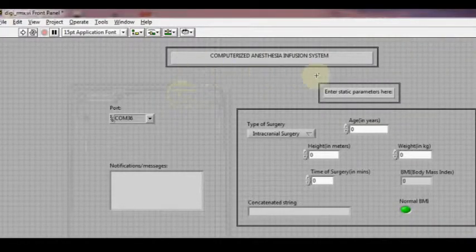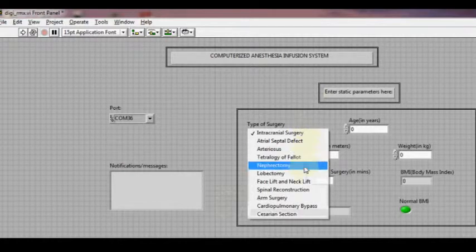Now let us see the overall working of a prototype. This is the front panel of our system. Initially, the static parameters of the patient are entered. These include the type of surgery. Our database contains a list of 10 surgeries which are created in LabVIEW.